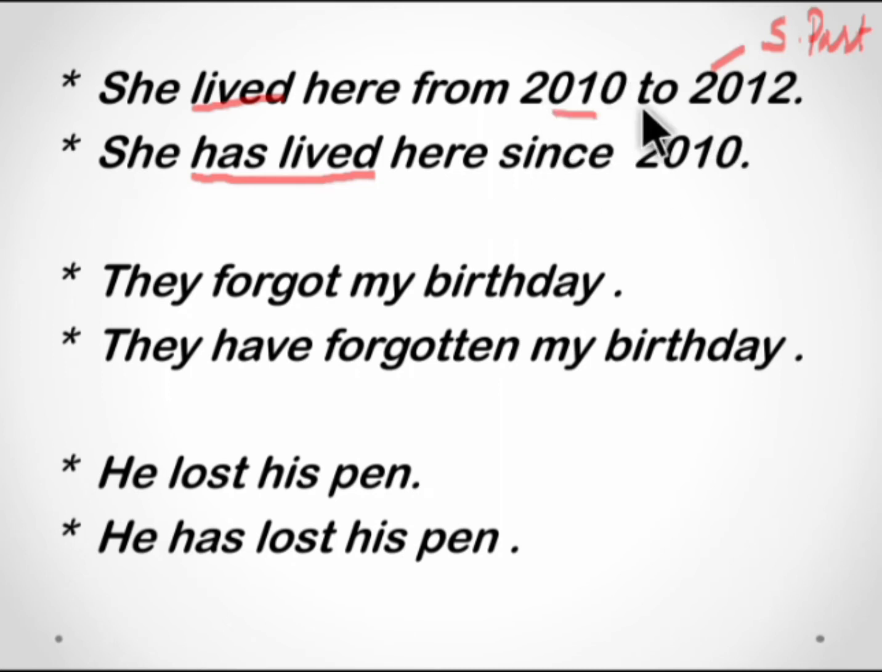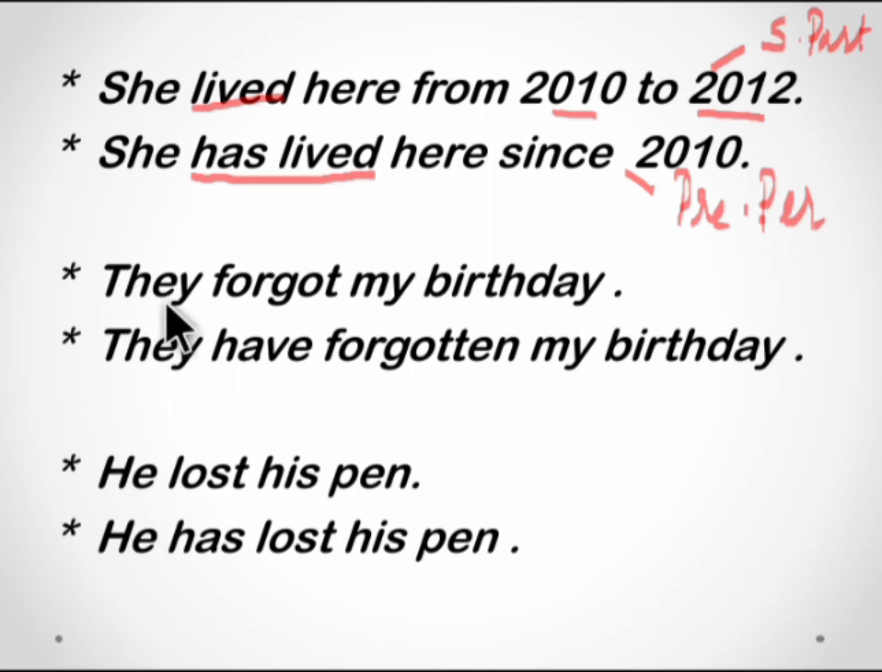But here she lived here from 2010 to 2012. It means these 2 years alone she lived, and that part is completed. Now we don't know where she is living. Only these 2 years, that is 10 to 12 alone, she lived here. But in this sentence, from 2010 she started living, and till this minute she is there. Okay, so this is present perfect tense.